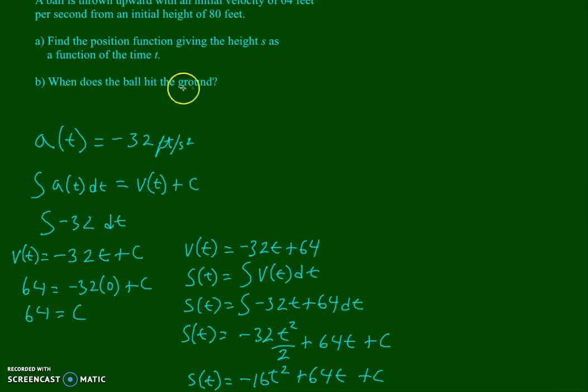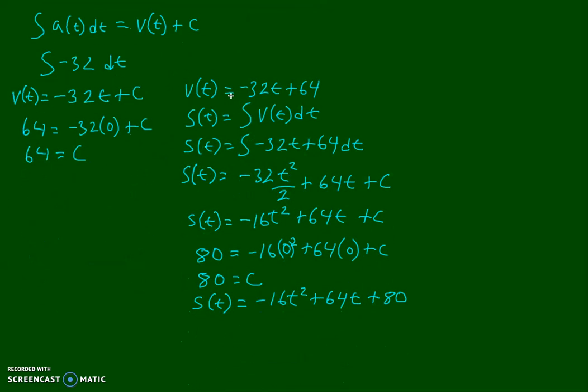And in part B, we're asked, when does the ball hit the ground? Well, let's go back down to our position function, and the ball hits the ground when the position is 0. That means when the ball's height above the ground is 0. So we say 0 equals negative 16t squared plus 64t plus 80 equals 0.